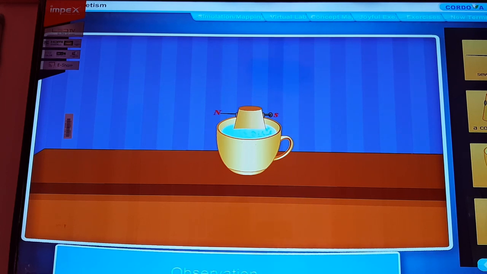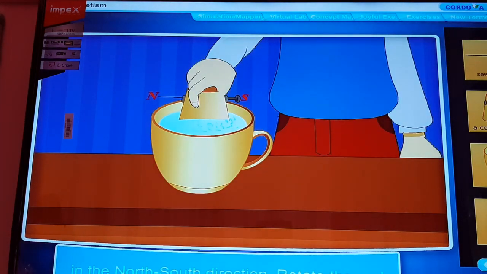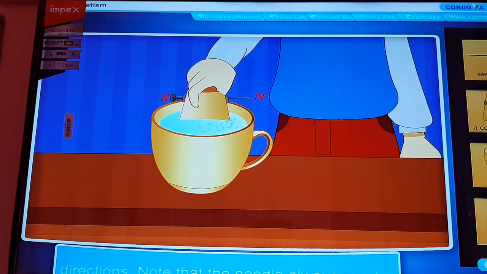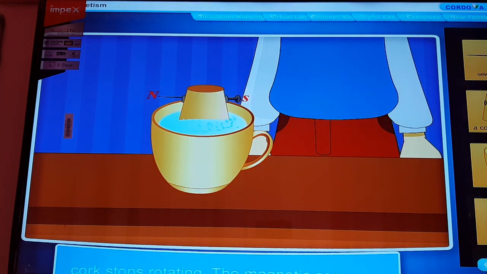Observation: when the needle comes to rest, it will point in the north-south direction. Rotate the cork with the needle inserted in it in different directions. Note that the needle always points in the same north-south direction when the cork stops rotating. The magnetic compass is ready for use.